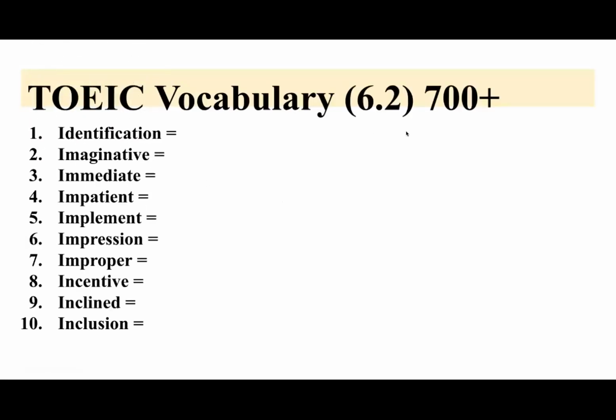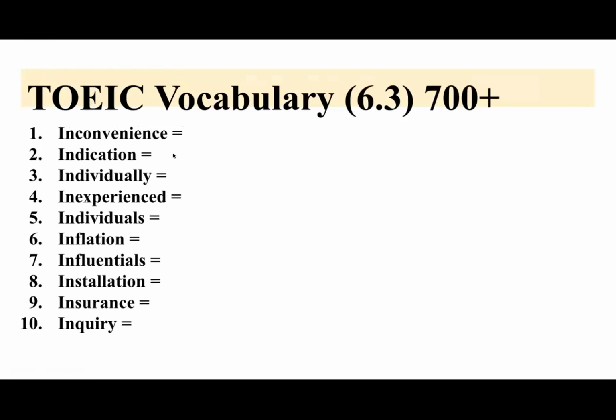Synonyms again, 6.2: identification, imaginative, immediate, impatient, implement, impression, improper, incentive, inclined, and then inclusion for 6.2 here. Moving to the last section: inconvenience, indication, individually, inexperience, individual, inflation, influential, installation, insurance, and then inquiry. That's it.